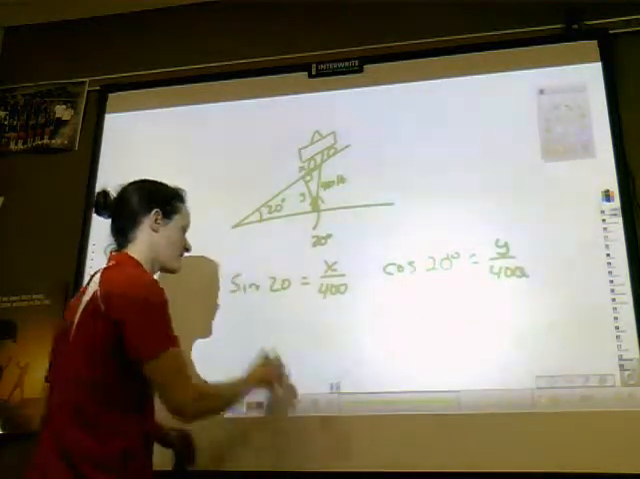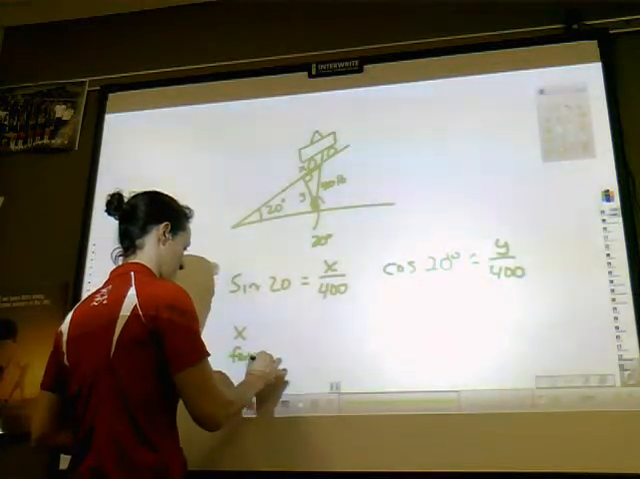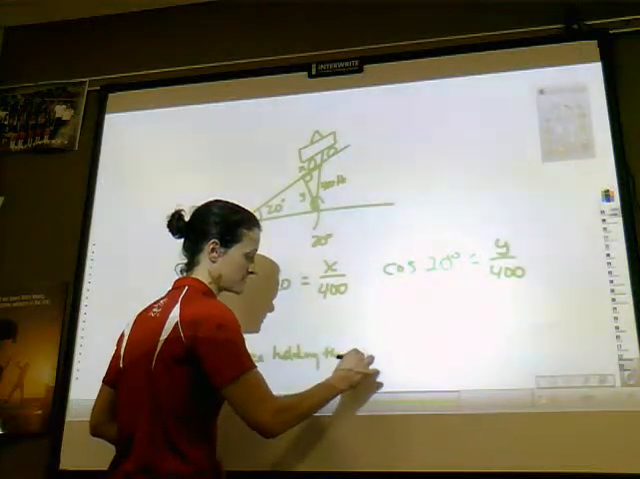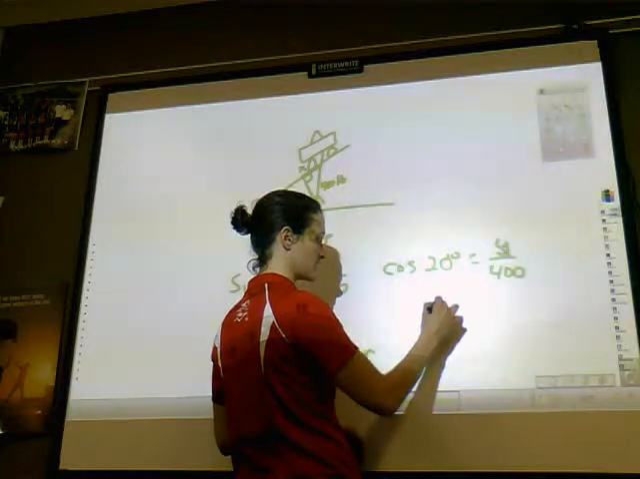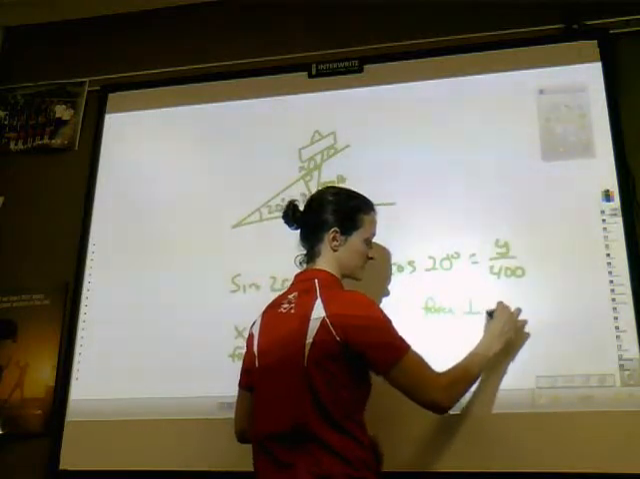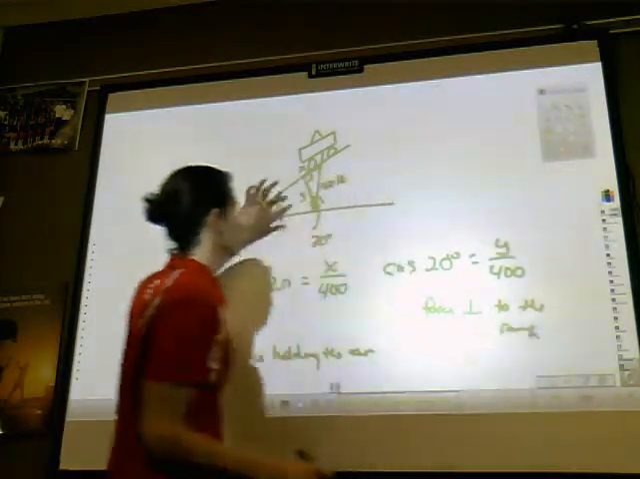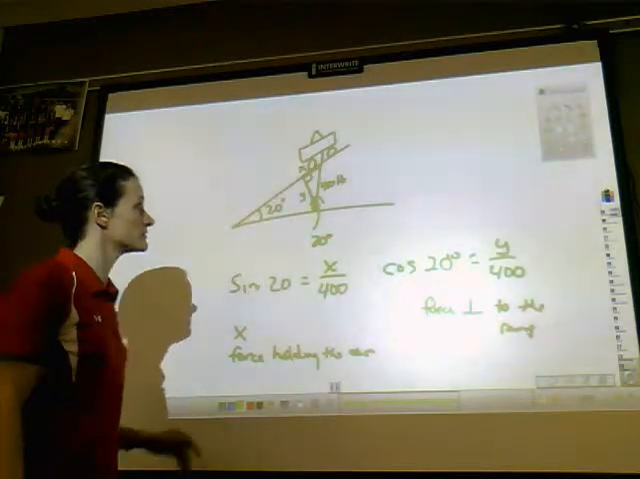Do the math on there, and you'll get the force holding the car. And I'm not going to do the math because we're running out of time. And here, the y coordinate is going to be the force perpendicular to the ramp. And you can see that in the drawing very clearly. Y is the force perpendicular to the ramp. X is the force holding the car.